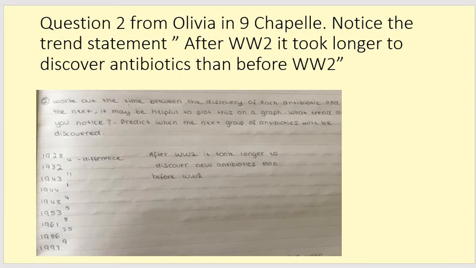Right, Olivia in 9 Chappell did a lovely calculation here for question 2. You can see she's looking at the date, she's finding the difference, and then she wrote her trend statement, and she actually linked it in to something she'd used in history. So she found the date was the date of World War II in there, and she said after World War II it took longer to discover antibiotics than before. So as we've been looking for longer, it's been harder to find them. I guess the ones that were easier to find were found first. A bit like when you're looking for that last egg on an Easter egg hunt, I guess.